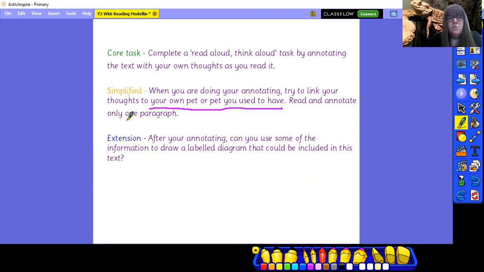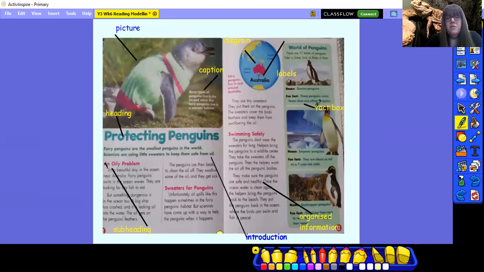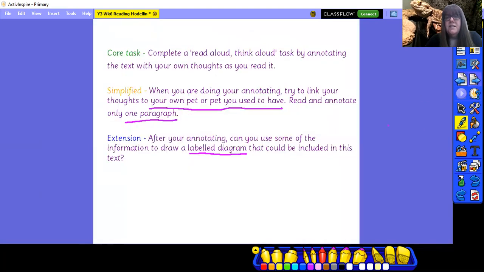Reading and annotating just one, choose one paragraph. It might be the diet paragraph you choose to look at. You can choose one paragraph to do. Extension task: after you've finished your annotating, can you use some of the information to draw a labelled diagram that could be included? So when we were looking at the features of the text, we said that there were fact boxes, the introduction, the heading and subheadings. It didn't have a diagram. It had pictures, but didn't have a diagram. Are you able to draw a diagram that could be added to the bearded dragon text?